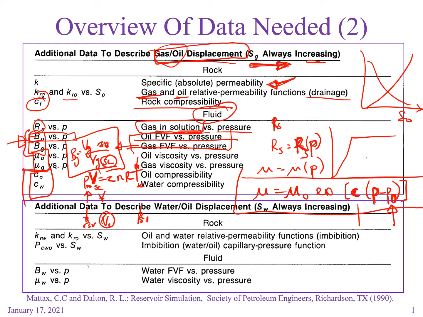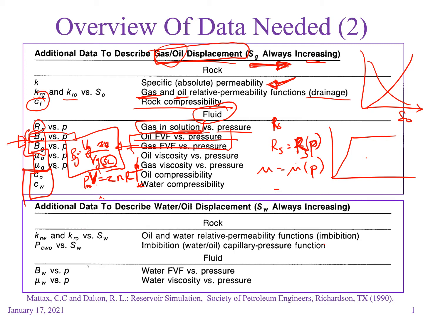What if you have an imbibition process? Water saturation increases, right? Because water is the wetting phase. So an increase in the wetting phase saturation is called imbibition. So in a water-oil displacement process, where water saturation is always increasing, it's all imbibition. And it's important because of what is known as hysteresis.